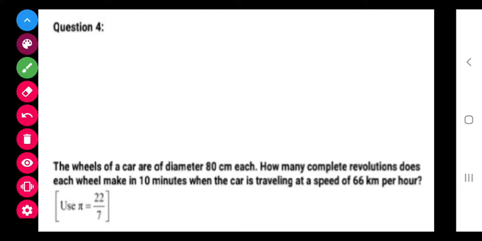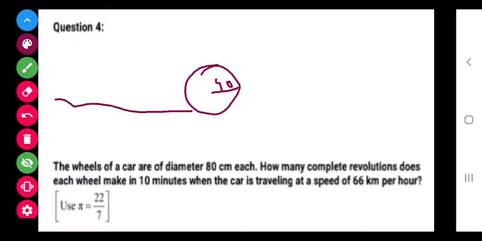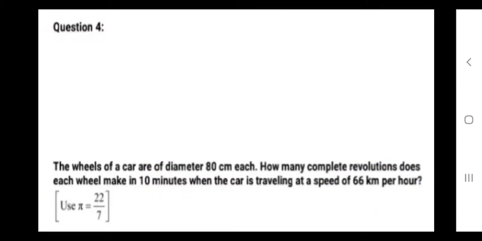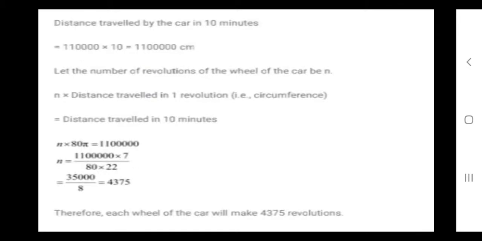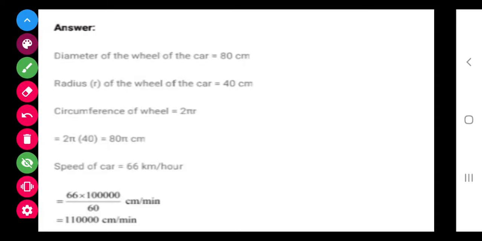Now moving to the next question, a very important question, class. This question you have done in class 9th also in another form. Now class, a car having a wheel of diameter 80, that is radius 40, how many revolutions will it take to cover distance in 10 minutes with the speed of this. So the speed is given.